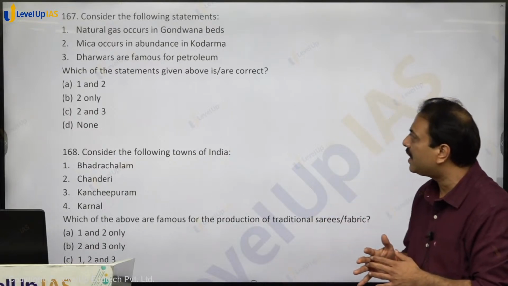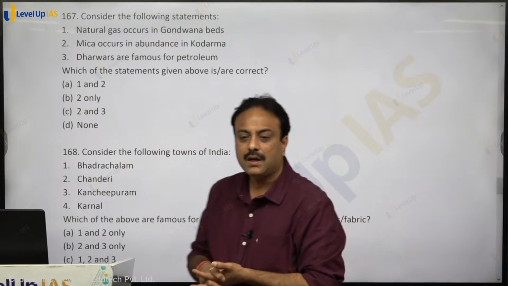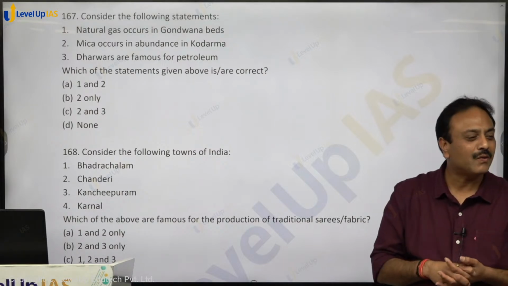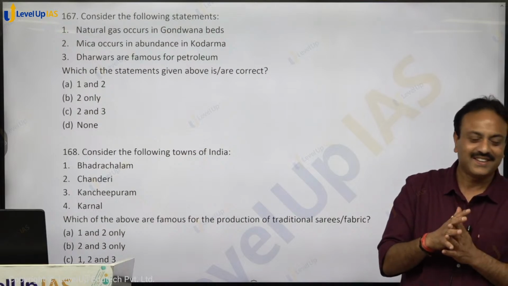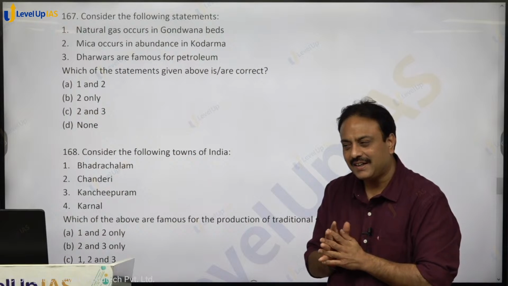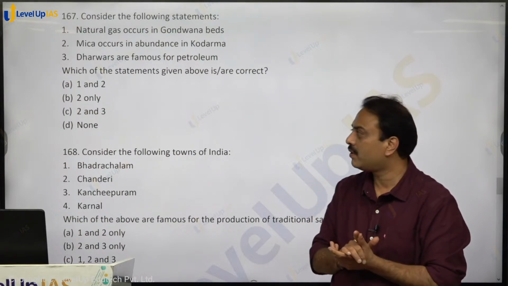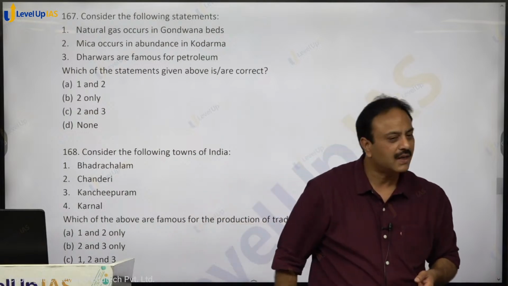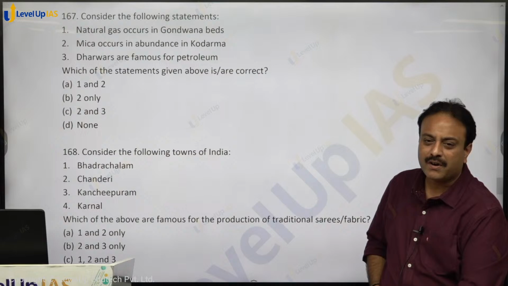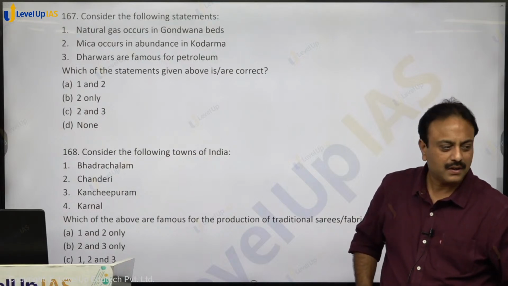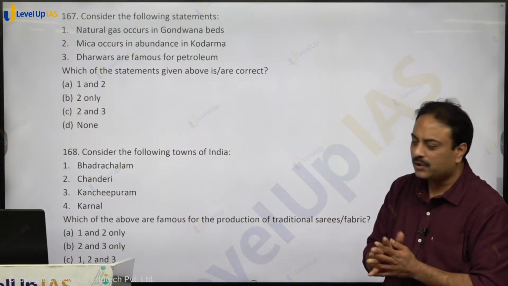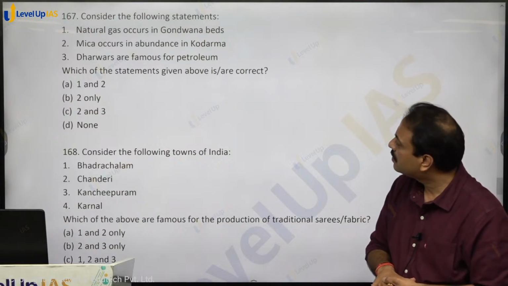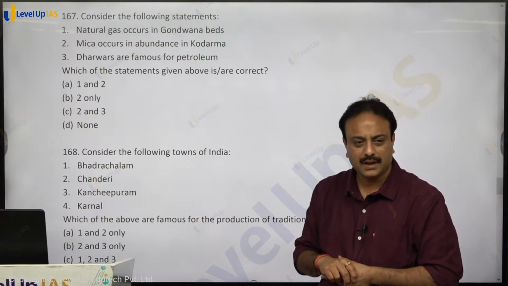Consider the following statements. Natural gas occurs in Gondwana beds. Yes or no? Gondwana is known for coal, not natural gas. Natural gas is not there in Gondwana. Mica occurs in abundance in Kodarma. Jharkhand, Kodarma, that is the largest mine for mica. Correct. Dharwad is famous for petroleum? In Dharwad you will find gold and iron, not petroleum. So the Dharwad statement is wrong, the natural gas statement is wrong, and Mica Kodarma is correct. So 2 only. Option B for boy shall be the right answer. Clear on that?